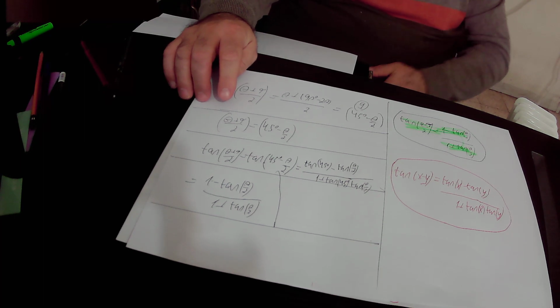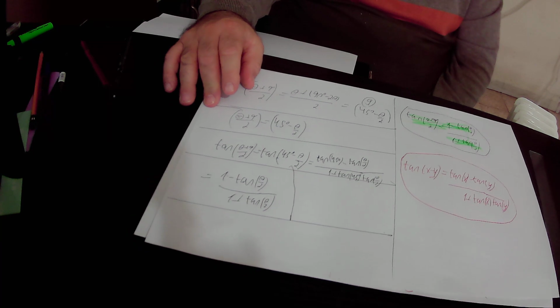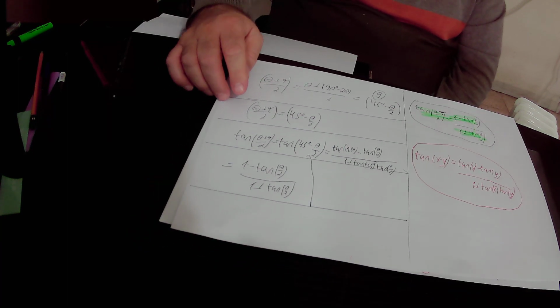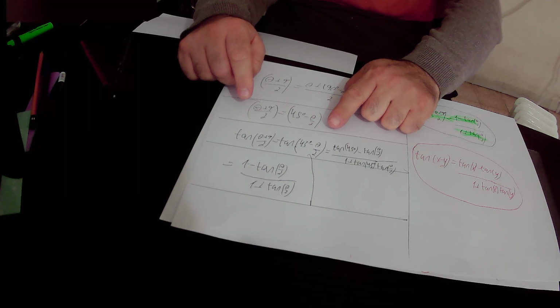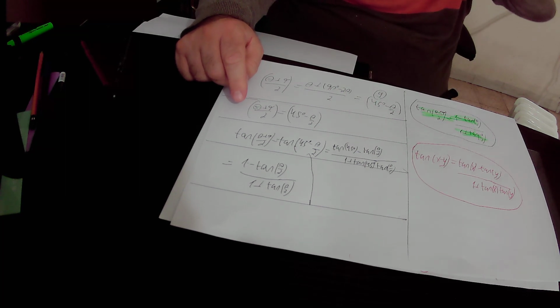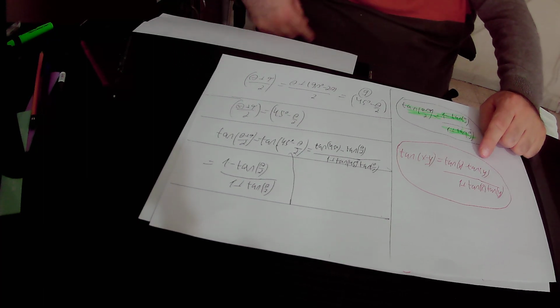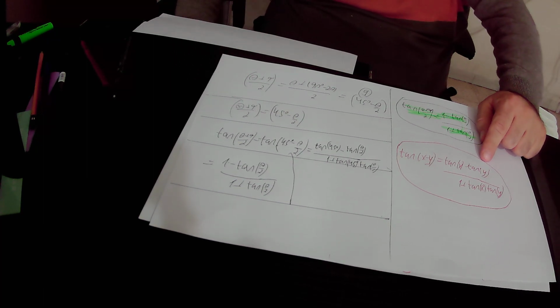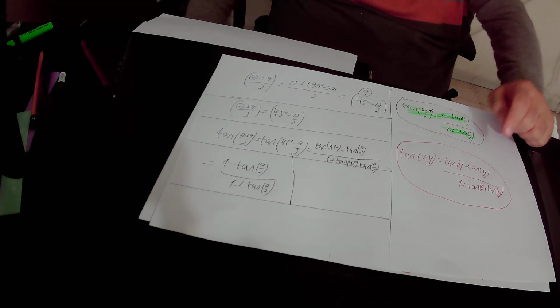So if alpha equals beta, then tangent alpha equals tangent beta, therefore tangent of theta plus alpha over 2 will be equal to tangent of 45 degrees minus theta over 2. Then we have the trigonometric identity that states that tangent of x minus y equals tangent x minus tangent y over 1 plus tangent x times tangent y.